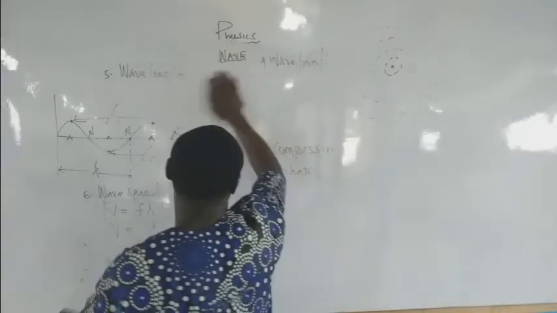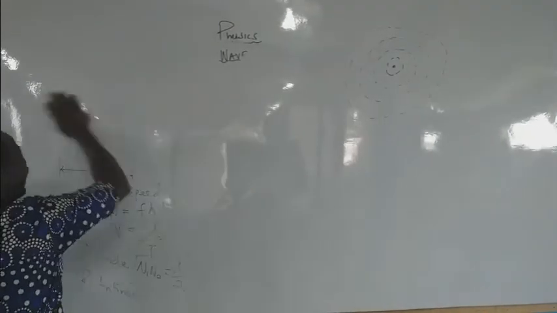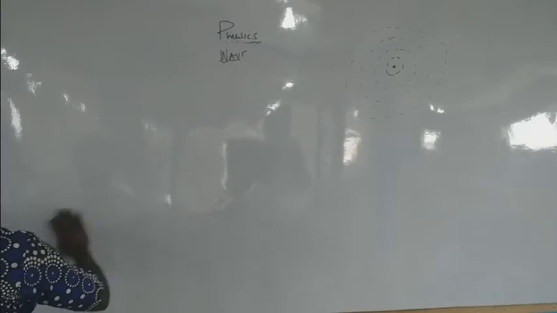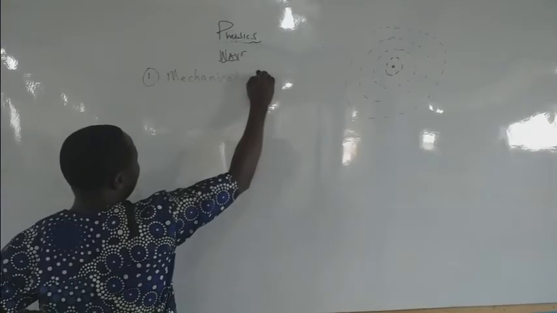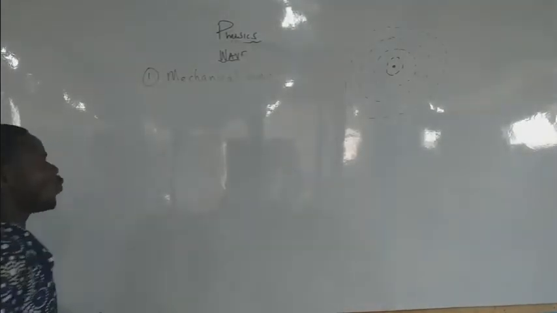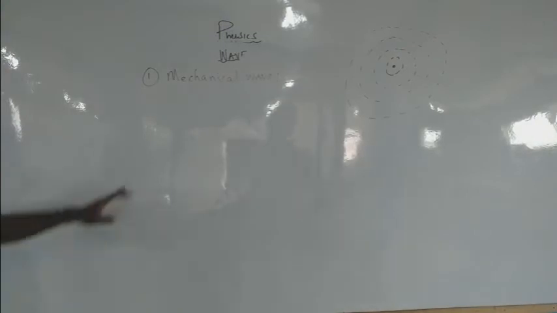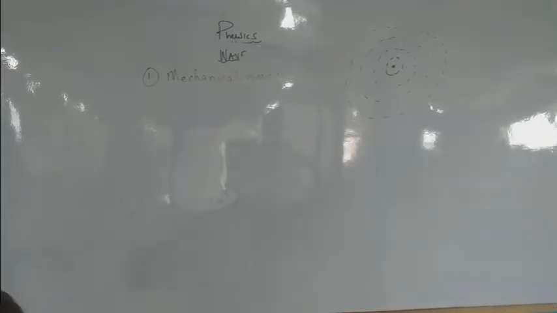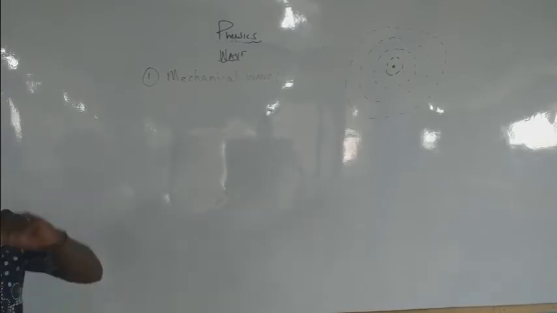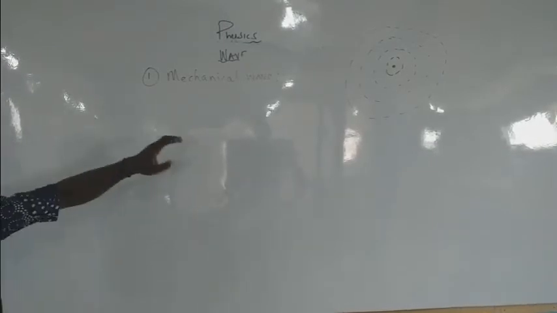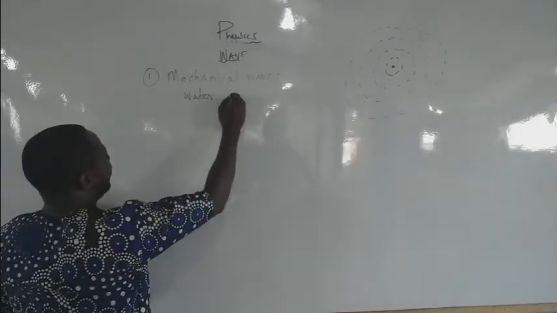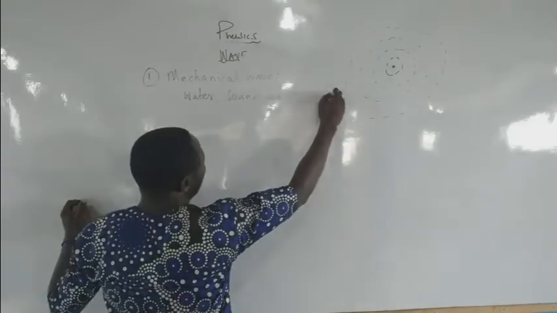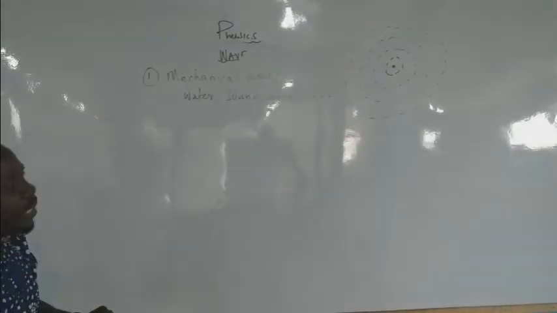Then let's go to types of wave. Fundamentally, there are two types of wave. Number 1 is what? Mechanical wave. What do you mean by mechanical wave? A mechanical wave is the one that requires material medium for its mode of propagation. Examples: water wave, sound wave, wave generated from string and rope.